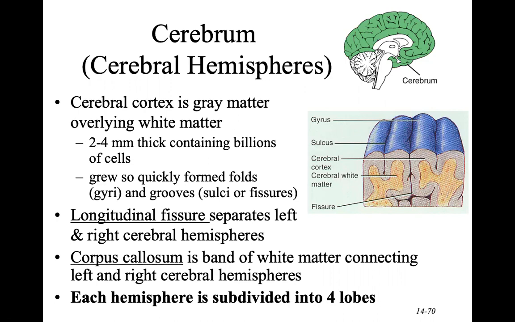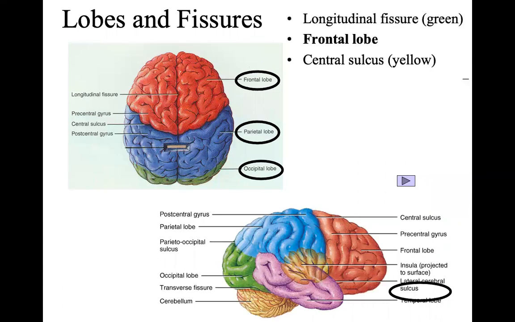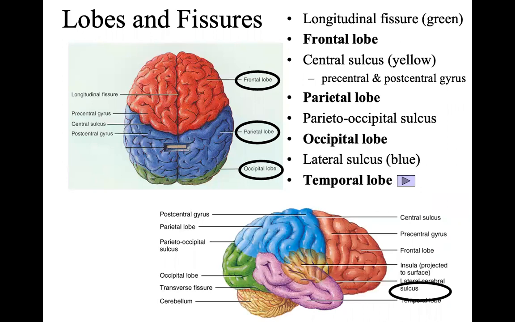The cerebral hemispheres are divided into four lobes: the frontal lobe, parietal lobe, occipital lobe, and the temporal lobe. So let's see if I can show you some of those lobes and the fissures. Let's look at the longitudinal fissure. You see the green right there? That's the longitudinal fissure separating the left and right cerebral hemispheres.